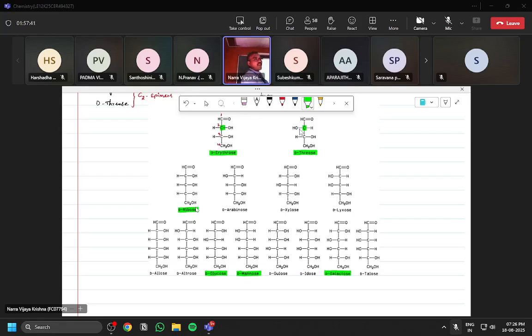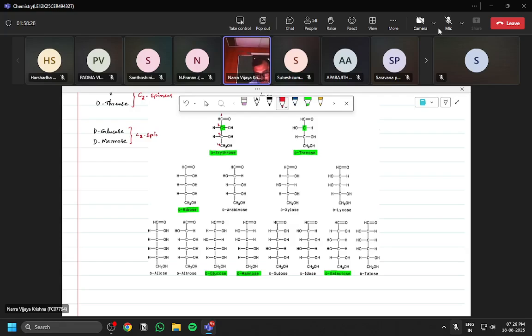In ribose, if I remove one OH group, then it is deoxyribose, right? Otherwise, ribose. Now, D-glucose and D-mannose. What are they? Observe carefully. Glucose and mannose: from the first carbon, no difference. Second carbon, difference is there. Third, no difference. Fourth, no difference. Fifth, sixth, same. So these two are C2 epimers.